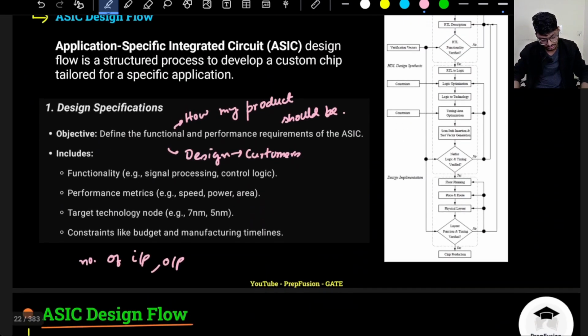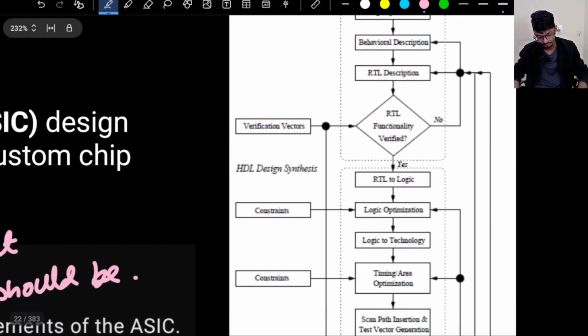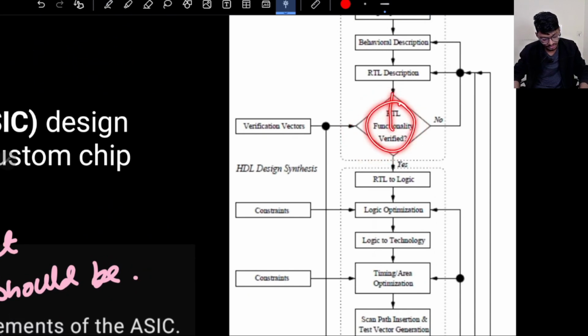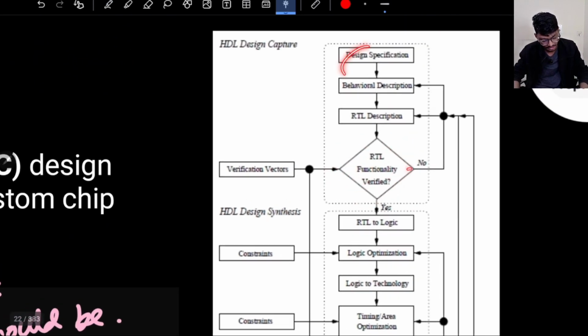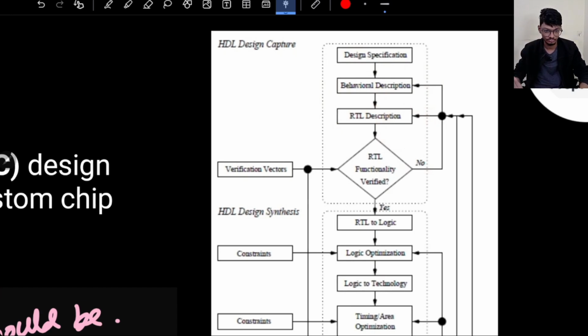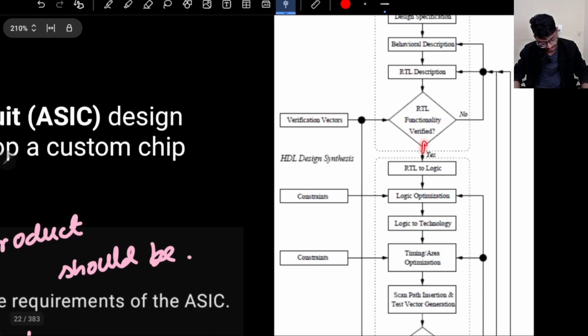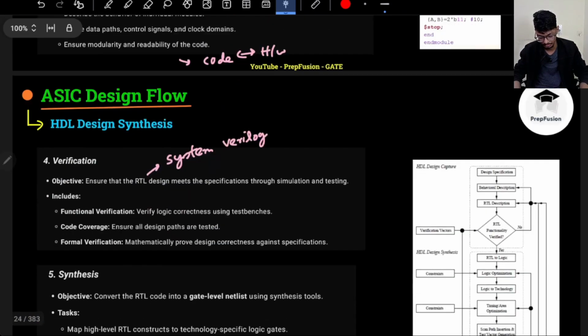So that's why you can see there is a loop back here. RTL functional verified, I'll verify. If it is not matching with my design specs, then again I will come to the behavioral description. If it is not matching with my current specs or RTL description, whichever step I was wrong, I will rewrite that step. Okay, that's why there is a loop back here. If it is verified, then I can directly go to RTL to logic. Okay, RTL to logic synthesis, I will explain about that.